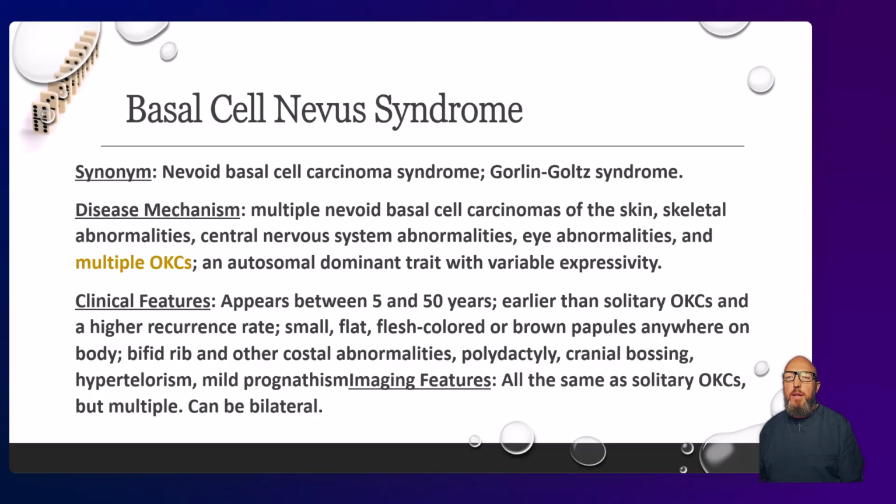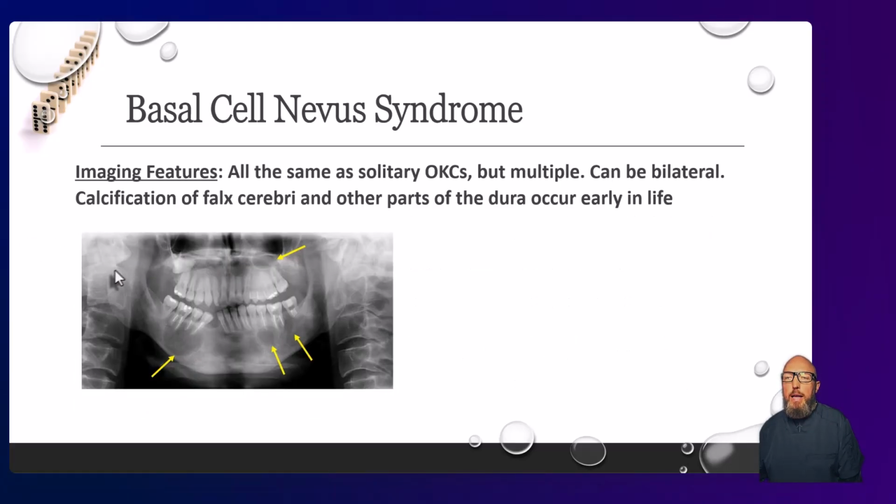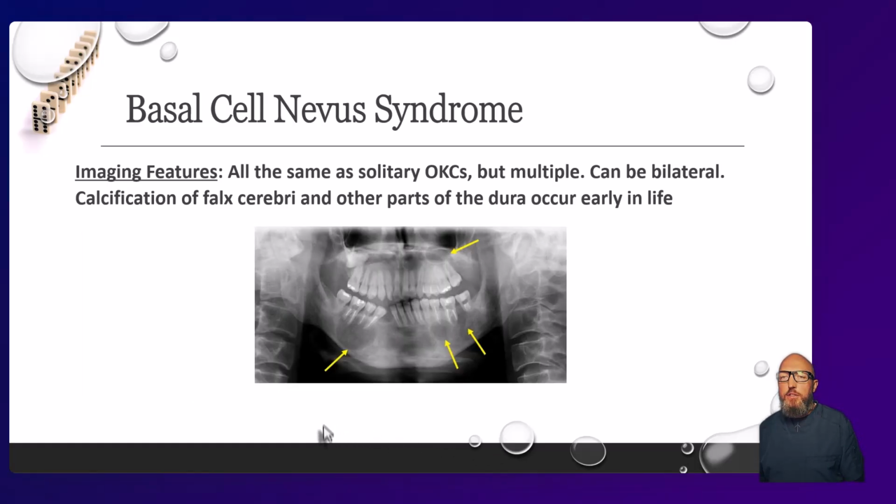All right, imaging is simple. Everything you learned about solitary OKC, but multiple locations, and often bilateral. Plus that calcified falx cerebri showing up early in life, which we're not going to see in most of our imaging, maybe on occasion on CBCTs. So if you saw this image right here, hopefully you could identify these multiple well-defined lesions. They look odontogenic, right around the roots of teeth, but they're not necessarily periapical lesions. This is a case of basal cell nevoid syndrome.